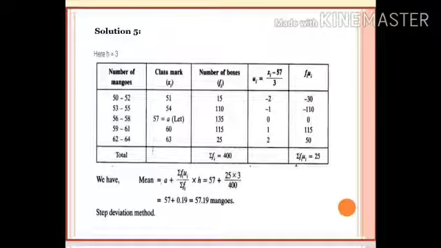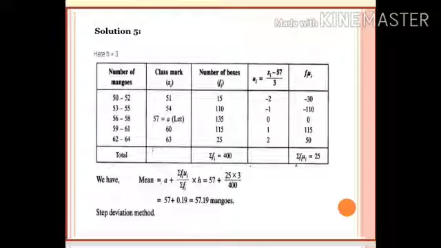Now the highest frequency is 135, so let us take that as our A. So 57 is A. For the class with 57, we put ui equals 0, above that in descending order -1, -2, and below that in ascending order 1, 2. So we get ui equals -2 for 50 to 52, -1 for 53 to 55, 0 for 56 to 58, 1 for 59 to 61, 2 for 62 to 64.